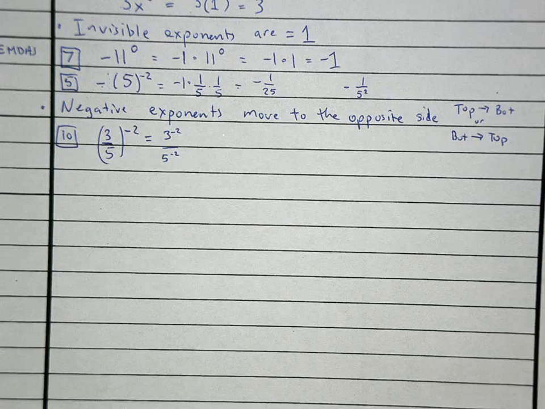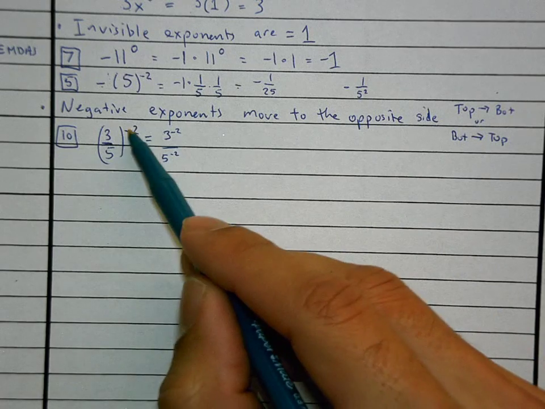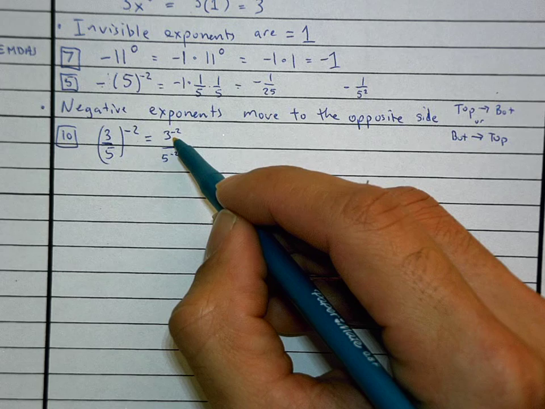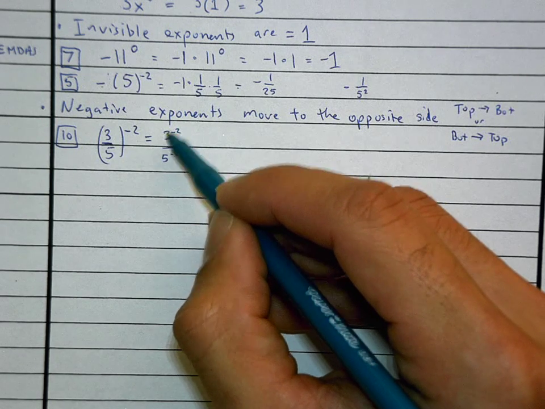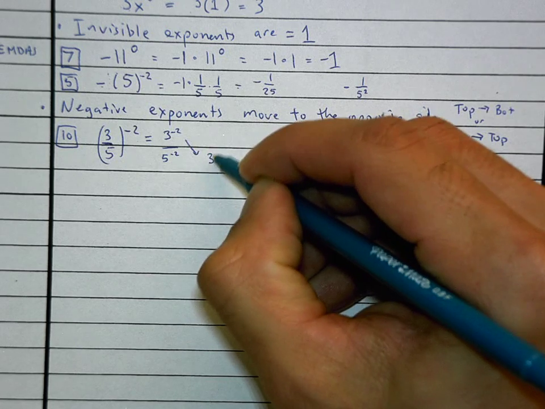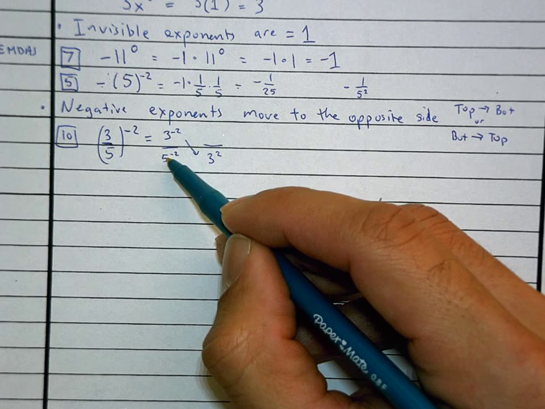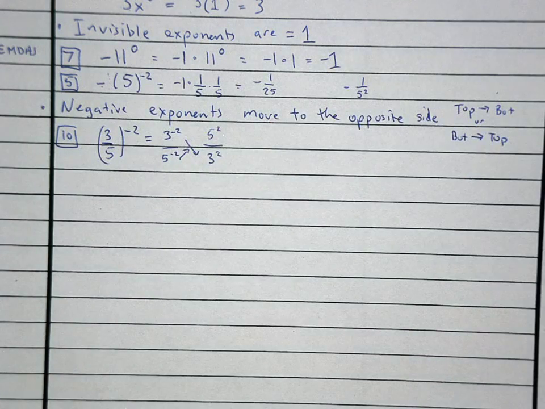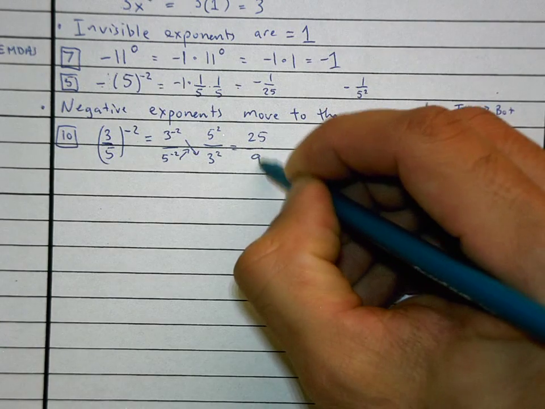So let's write this. I'm going to get to the answer. This is not my final answer, but this means 3 to the negative 2 and 5 to the negative 2. Since I have negative exponents, I have to do the opposite. Instead of 3 groups of 2 in the numerator, I'm going to have 3 groups of 2 in the denominator. And instead of having 2 groups of 5 in the denominator, I'm going to move those up and have 2 groups of 5 in the numerator. And then I'm going to simplify that, which is 25 over 9.